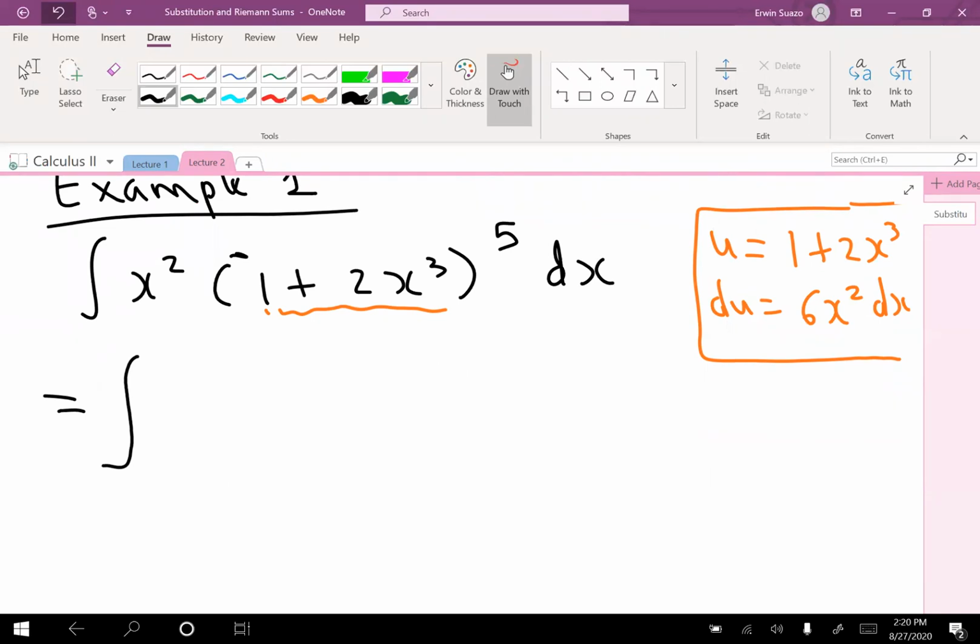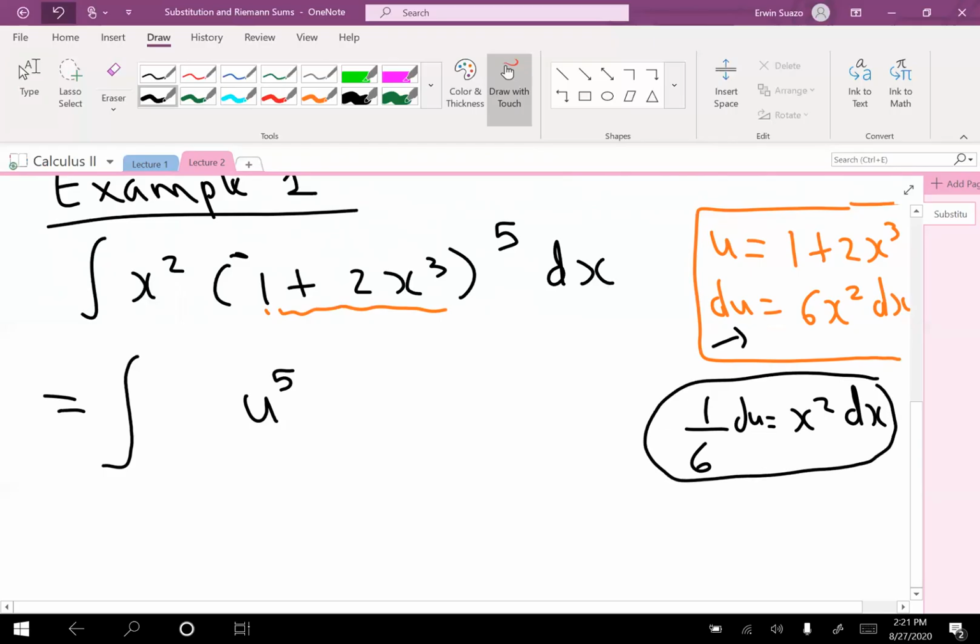u. What else? u to the? To the fifth. Now I have x squared dx. So I have a problem here because I don't have x squared dx. I have 6x squared dx. So what I do is, I need x squared dx, so I divide by 6. I get 1/6 du.